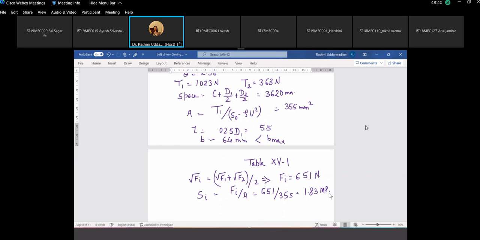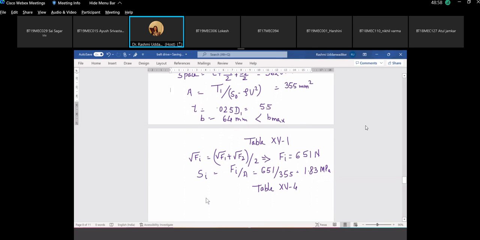Now refer the design data book, table 15.4. What is the value of stress due to initial tension given for what material we are referring? Leather. What is the value of SI given there? Hmm, 1.4 to 1.6, and our value is coming out to be 1.83. So the allowable value of SI for leather belt with initial tension is limited to 1.4 to 1.6. Our value of SI is greater, which means the belt would fail due to initial tension.